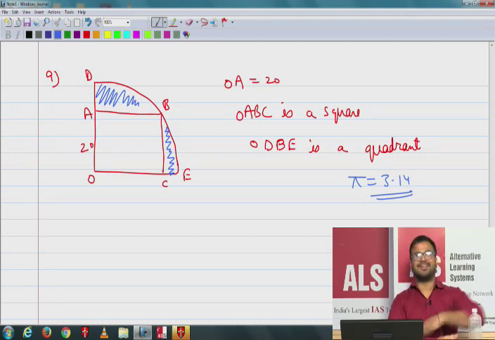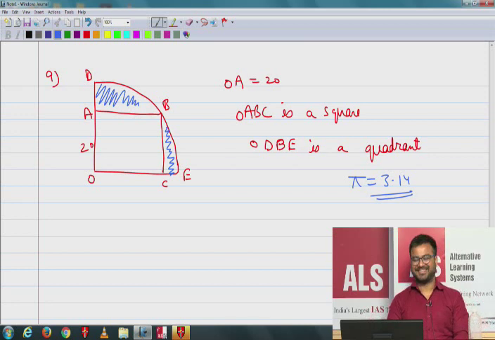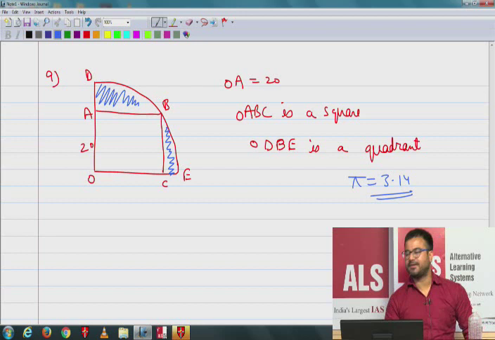Yes, Shillong, that is right. Perfect. Correct this time. And Senapati, what about you? What answer are you getting?